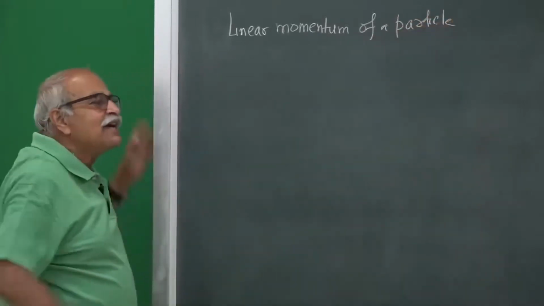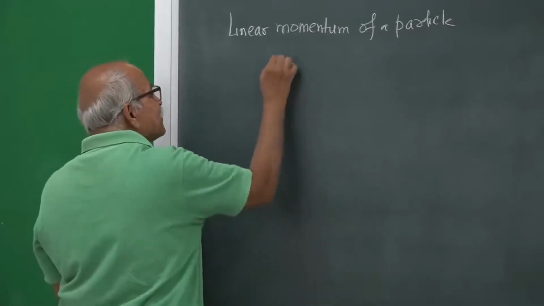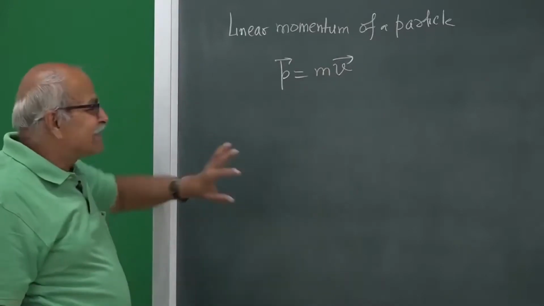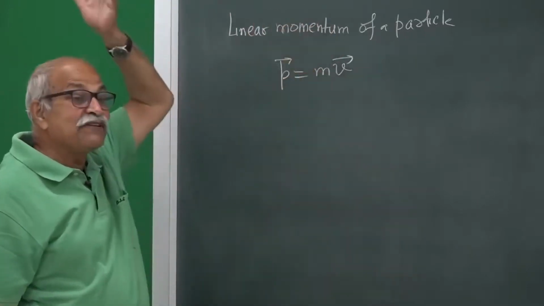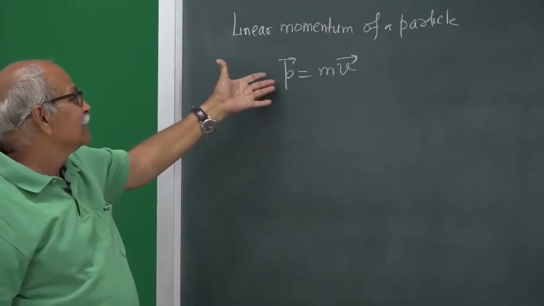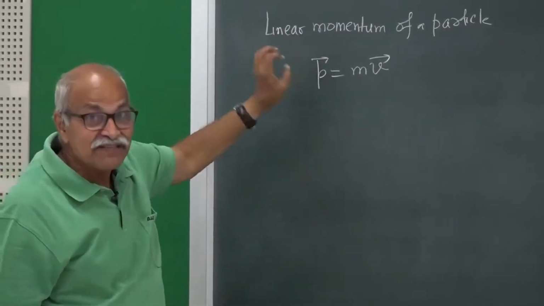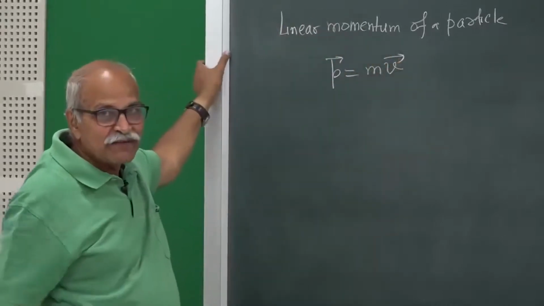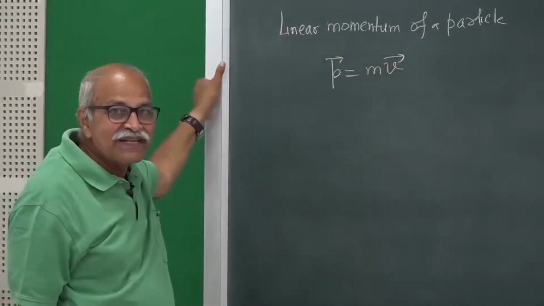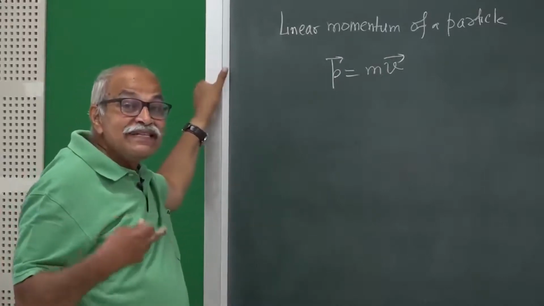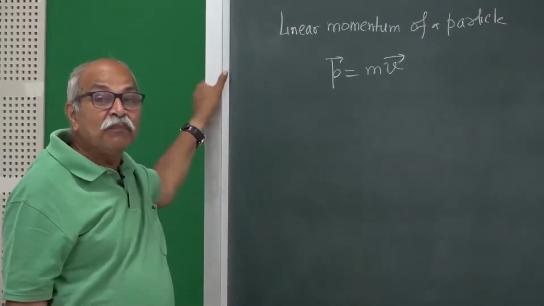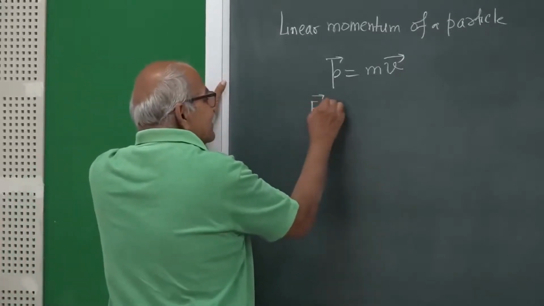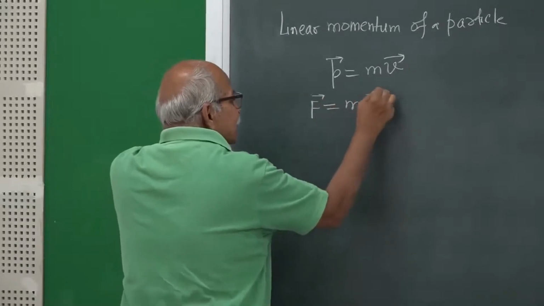So, linear momentum, and we define linear momentum as p is equal to mass times velocity. No fantasy, nothing special, this quantity is defined as linear momentum. It is by definition. Mass of the particle into velocity of the particle is called linear momentum of the particle. And then Newton's law, force on the particle is equal to mass of the particle into acceleration.